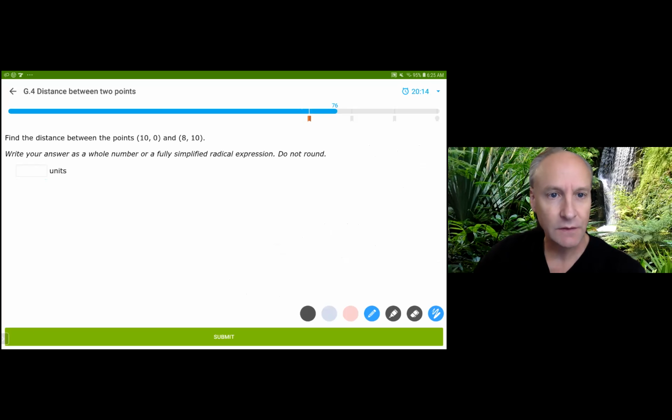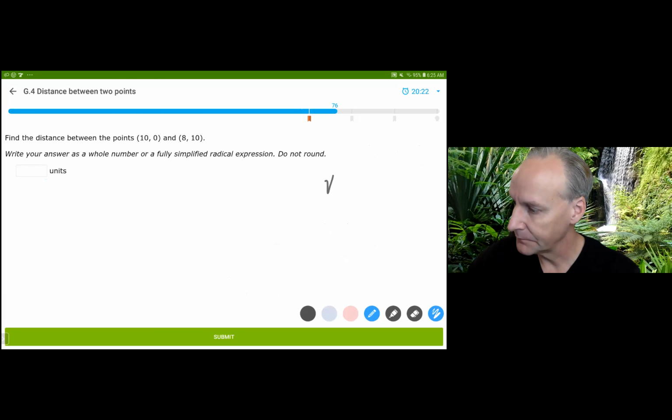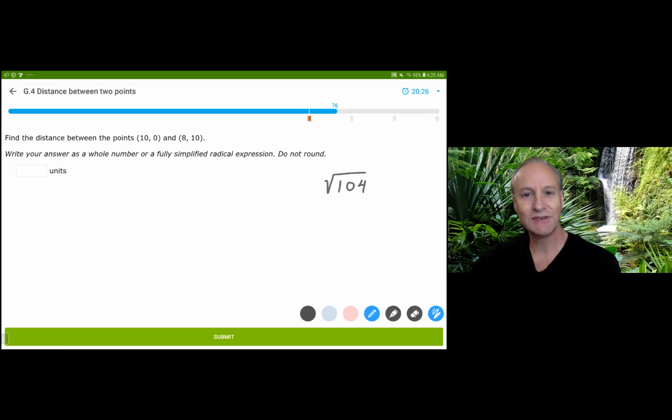All right, so we've got 100 and looks like 4. So this is the square root of 104, it looks like. And unfortunately, sure enough, that is reducible. You can take the 4 out of the square root of 104, and it happens to be 2 root 26. With a little bit of number sense and a little practice, you could also be able to do this in your head pretty easily.